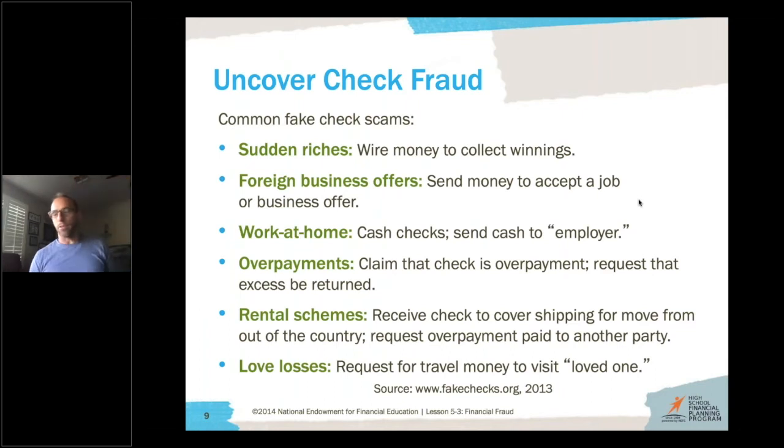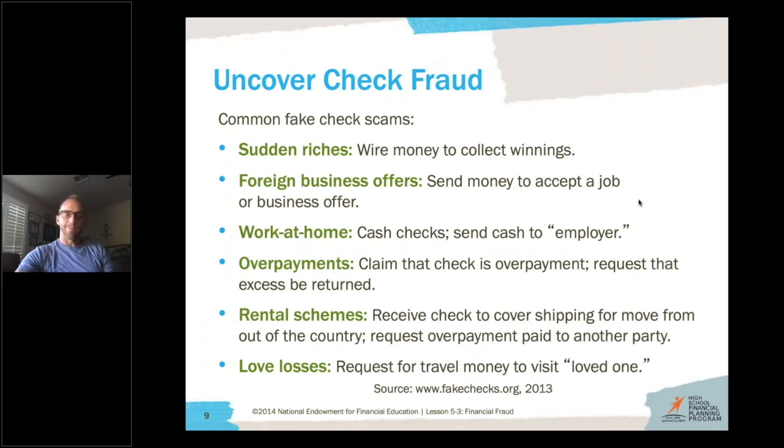Some of these maybe you've come across, or your parents, sudden riches, where give me your bank information, you've won X number of dollars, send me your account number and ABA number, and we will wire your money. So never send that information to somebody that you don't know, your account number and that ABA number, because now that's what they use to take money out of your account. And if they're able to forge your signature or whatever, now maybe they can get in and fraudulently take money from your account. You'll see like foreign business offers.